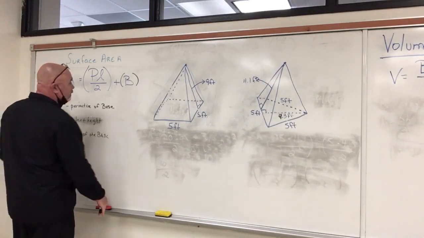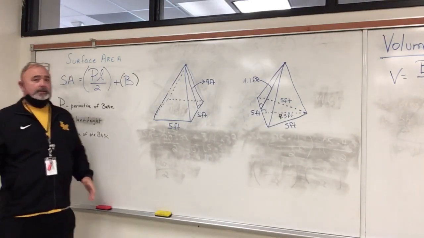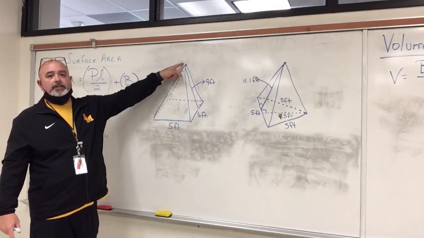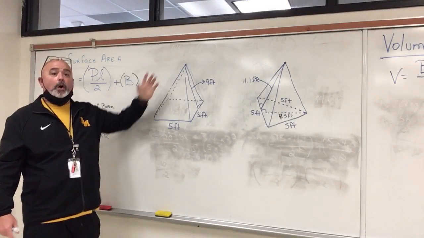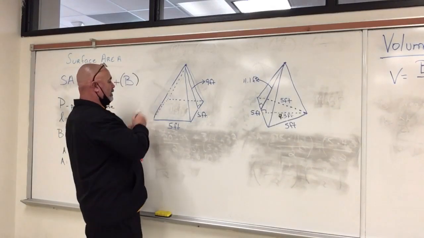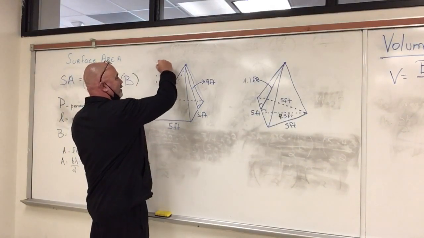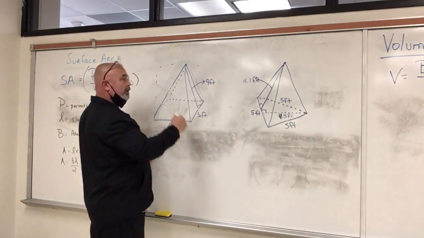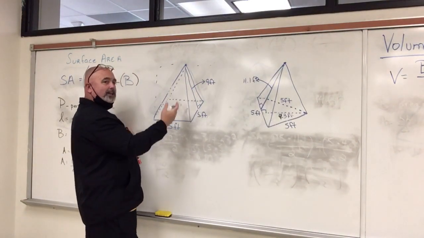We're going to talk about surface area of pyramids. Again, pyramids have a vertex at the top. Okay, all sides meet at that vertex. So it's not like this where it's like that. Okay, you have a vertex and all sides meet.